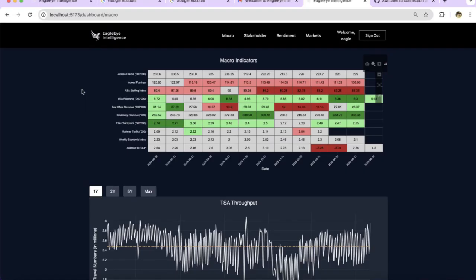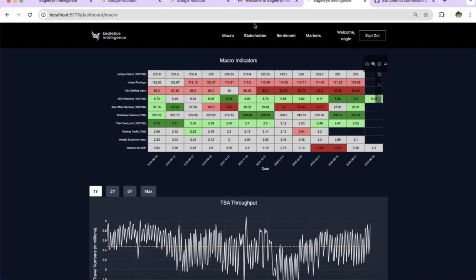So the white color would be more on the average. It is hovering around the average level. Light red would be one standard deviation below average. Red would be two standard deviations below the average. And then the converse is true as well for the green. Light green would be one standard deviation, and the dark green would be two standard deviations higher than the average.